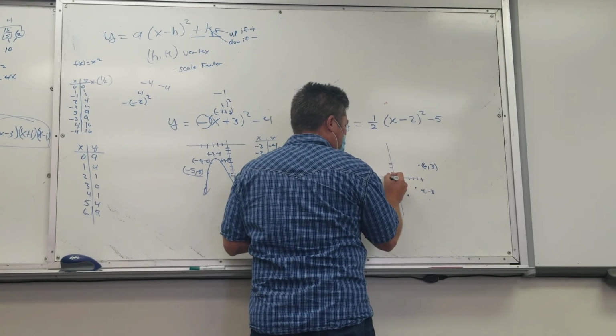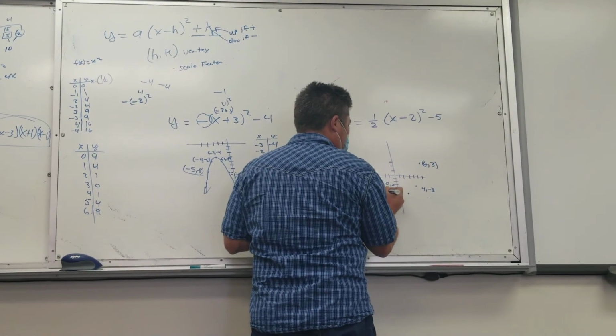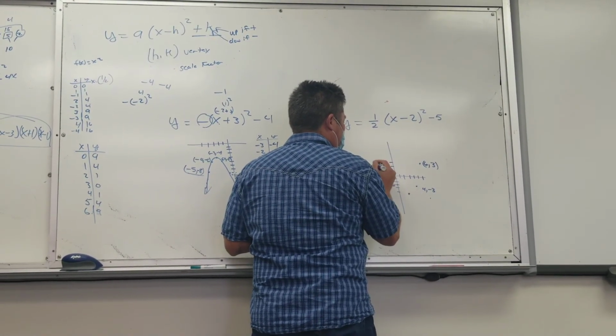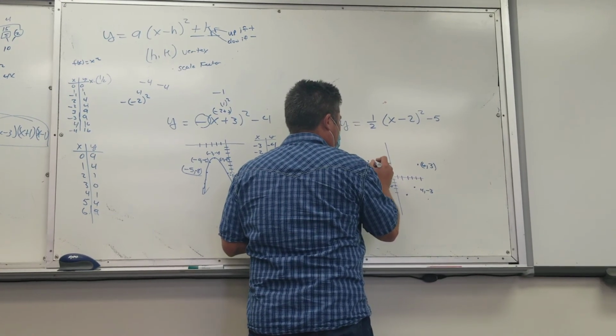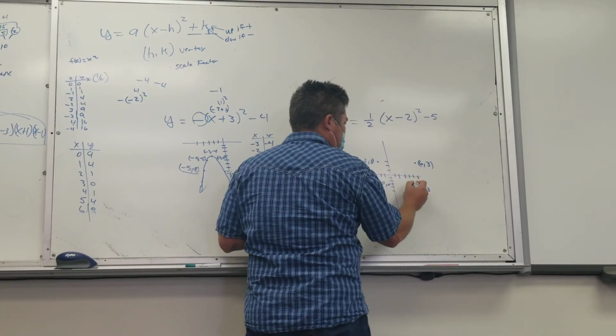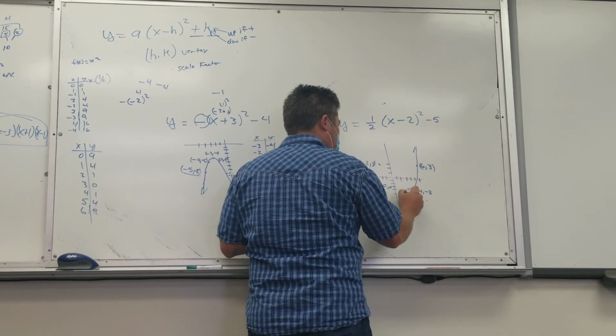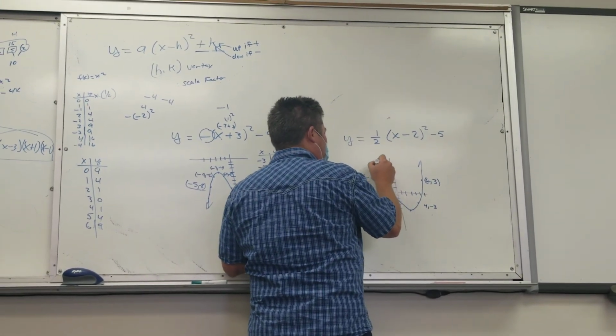I'm at 2. I'm going to go over 4. That puts me at negative 2. And then I'm up here at 3. So I'm at negative 2, 3. Those are values that would be on this graph. And that's how I would graph it.